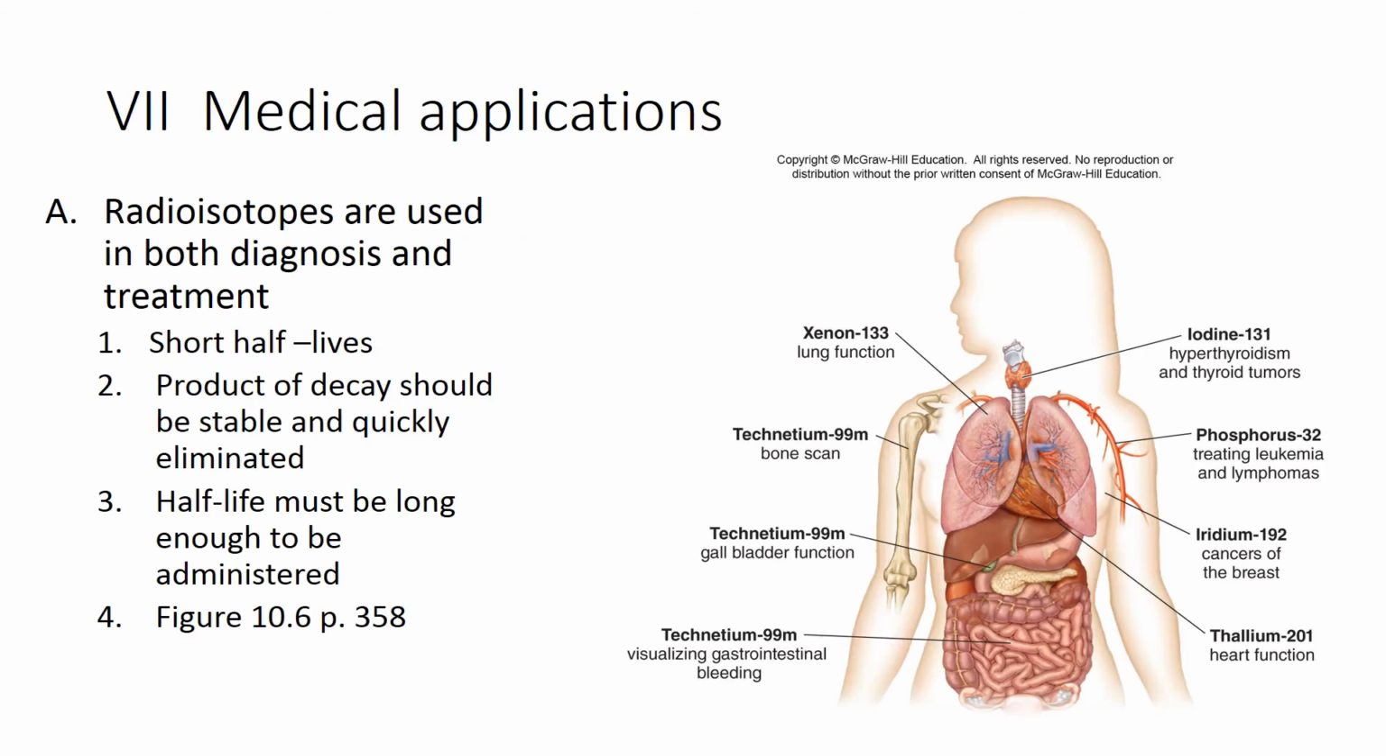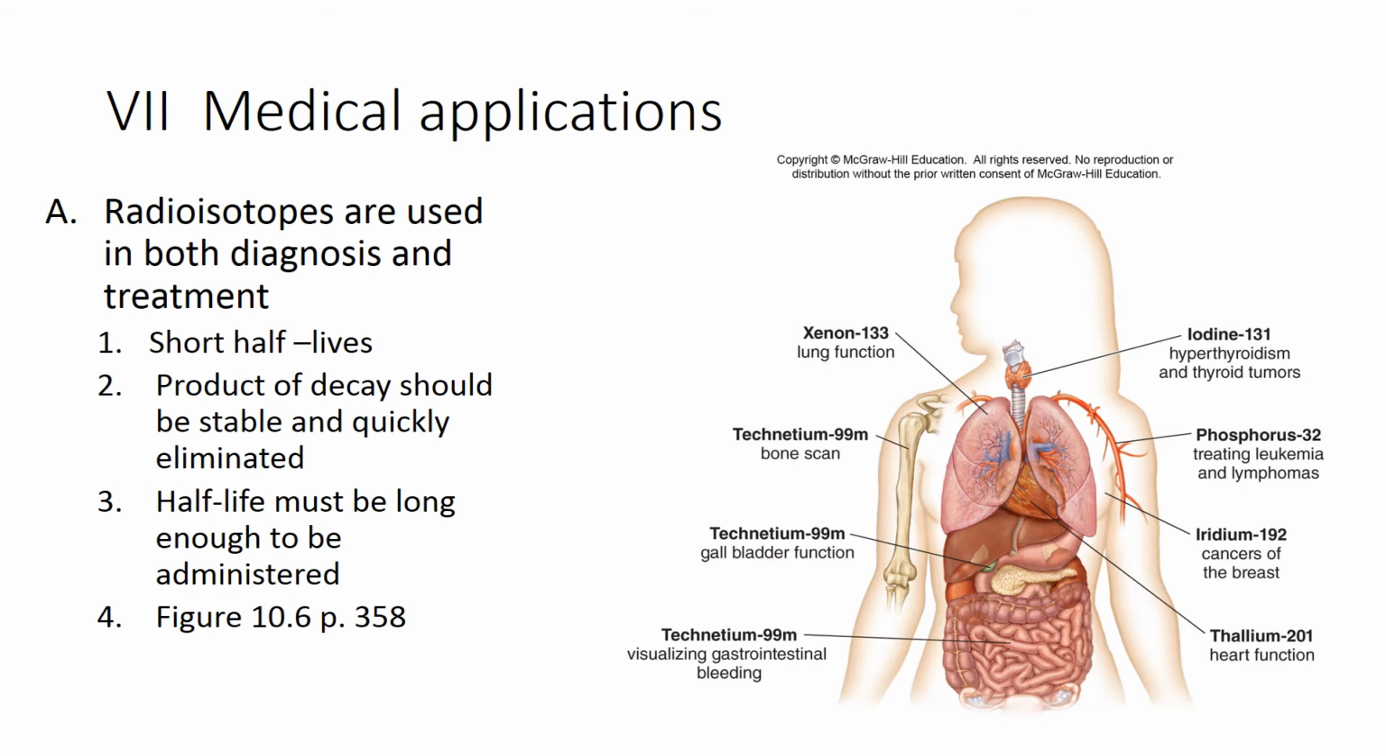All right, so we've talked a lot about radioactive isotopes and their decay. Let's talk about how they're used in a medical application. This figure is taken from page 358. It's figure 10.6, and it shows all the different radioisotopes that can be used in diagnosis and treatment of different conditions.